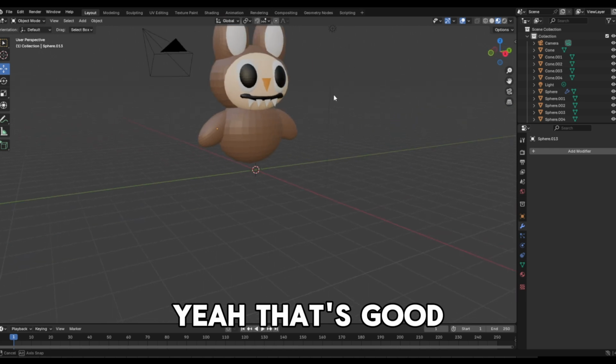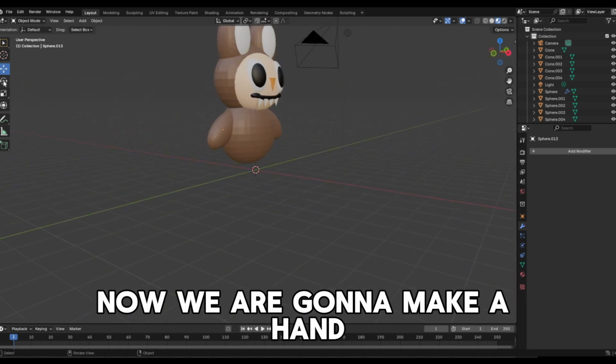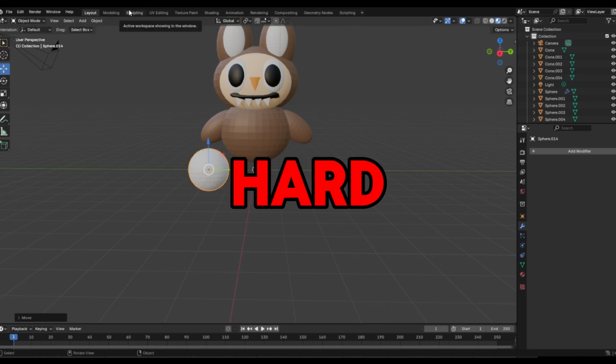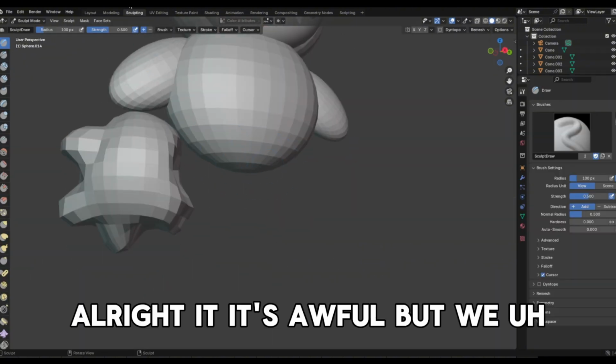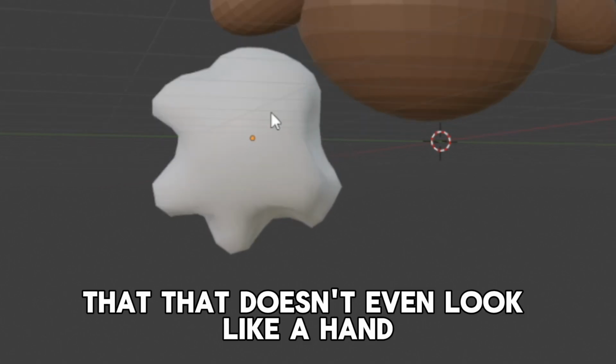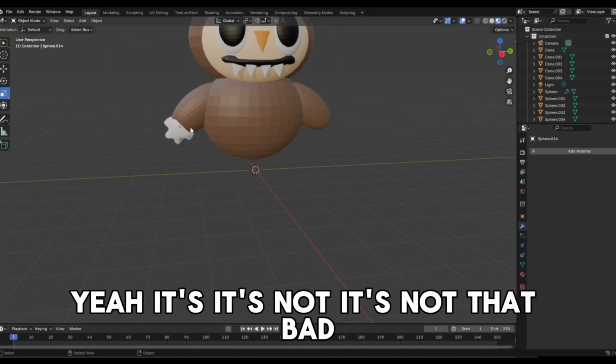Yeah, that's good. Now we are gonna make a hand. And that is really hard. Alright, it's awful, but we have to deal with it. That doesn't even look like a hand. Yeah, it's not that bad.